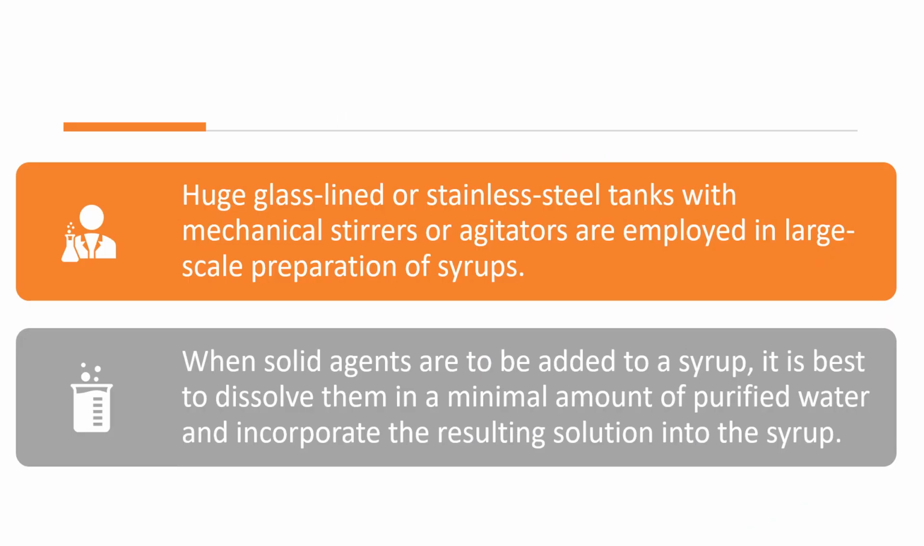Huge glass-lined or stainless steel tanks with mechanical stirrers or agitators are employed in large-scale preparations of syrups by this method. When solid agents are to be added to the syrup, it is best to dissolve them in a minimal amount of purified water and incorporate the resulting solution into the syrup.